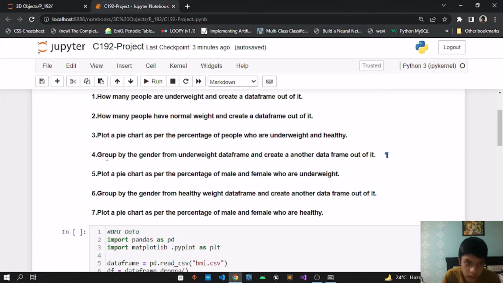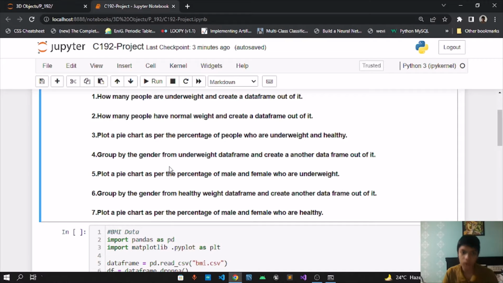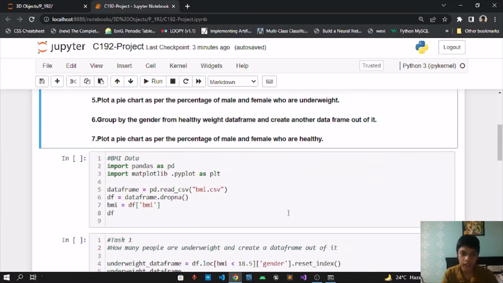I'll explain this task while we are doing the code, and then we're going to plot a pie chart of the percentage of male and female who are underweight. Then group by the gender from the healthy data frame and create another data frame out of it, and plot a pie chart as per the percentage of male and female who are healthy.